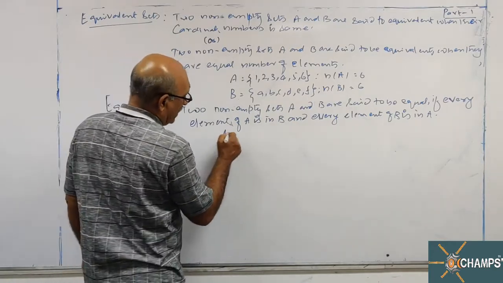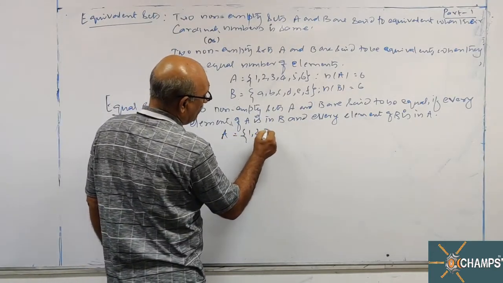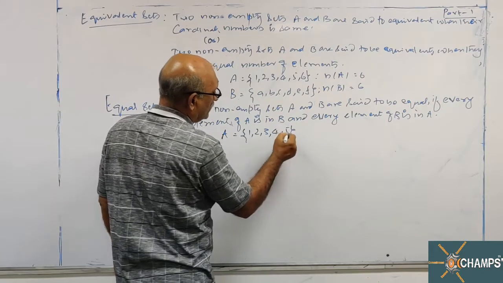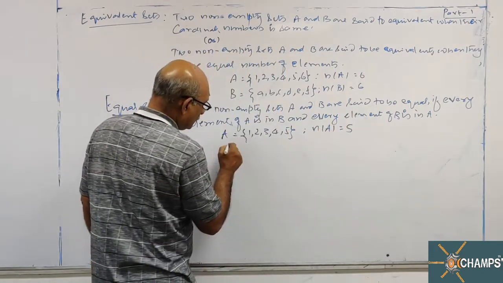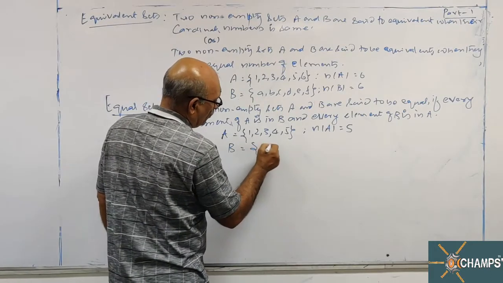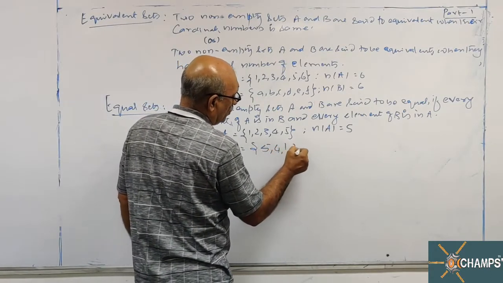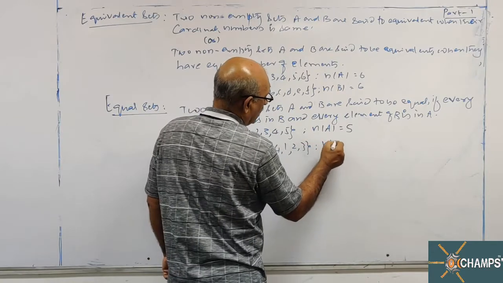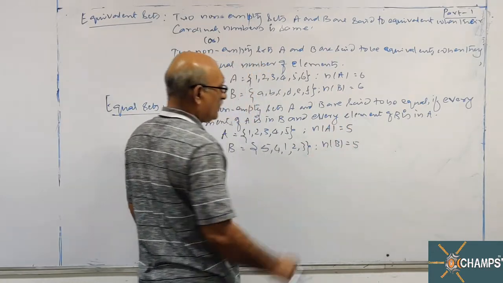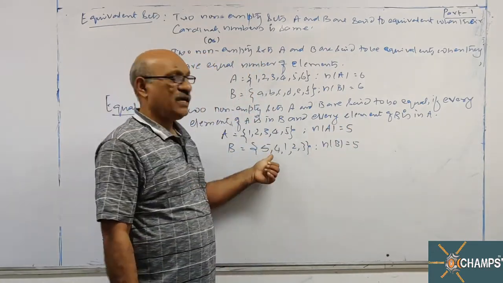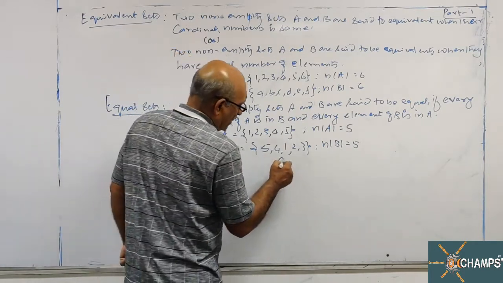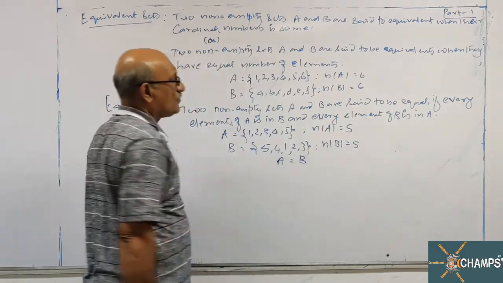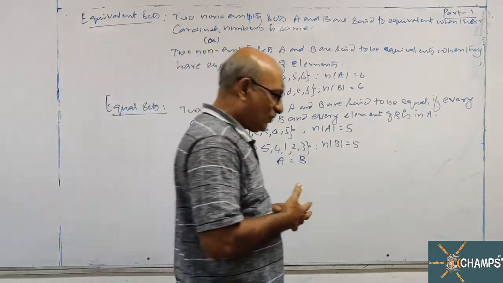Again, same example, this time A = {1, 2, 3, 4, 5}. Cardinal number of A is equal to 5. Set B = {5, 4, 1, 2, 3}. Here also cardinal number is the same. Every element of A is in B and every element of B is in A. Therefore A is equal to B.